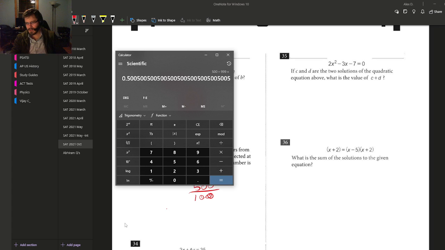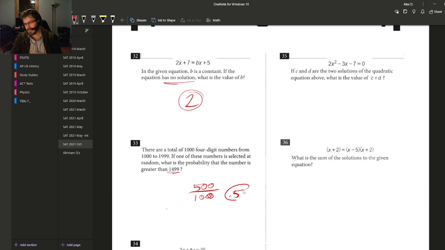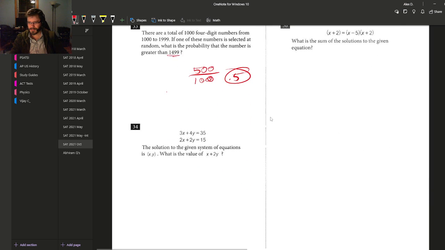So, oh, why? What am I even doing? It's 0.5. 0.5. Well, 499 to 999. Yeah, I think it's 500. I'm going to be real upset if it's 501. I think it's 500.